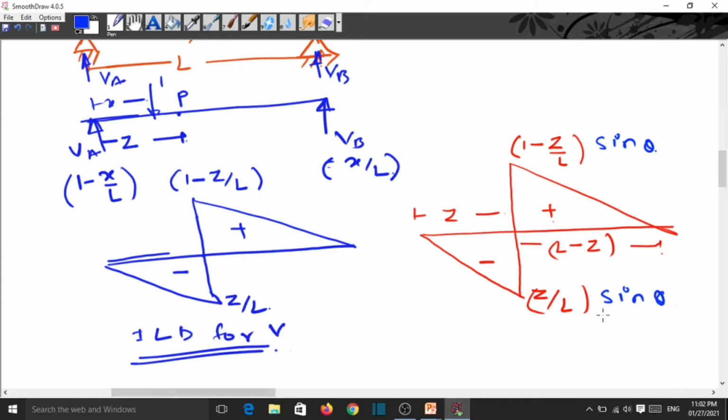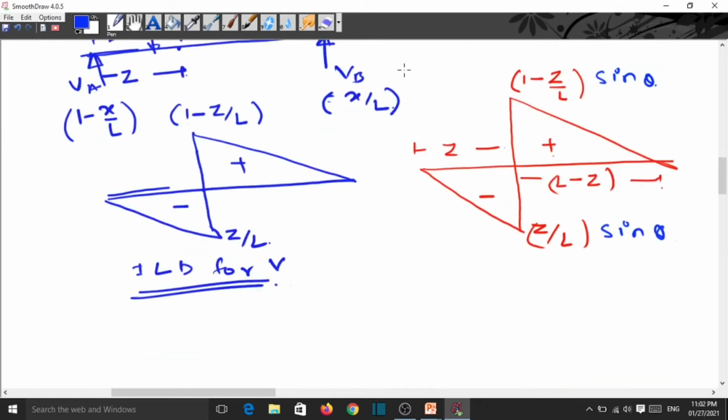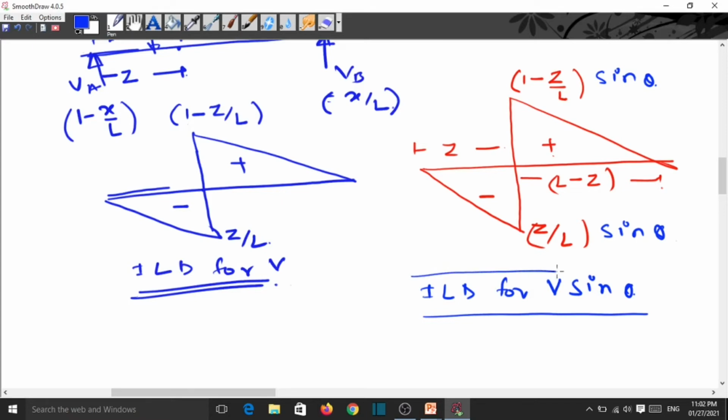So automatically this ILD becomes the ILD for V sin theta. So in this way we got the ILD for this V sin theta. This part is minus and this part is plus. The distance is Z and this is L minus Z. So this is the ILD for V sin theta.